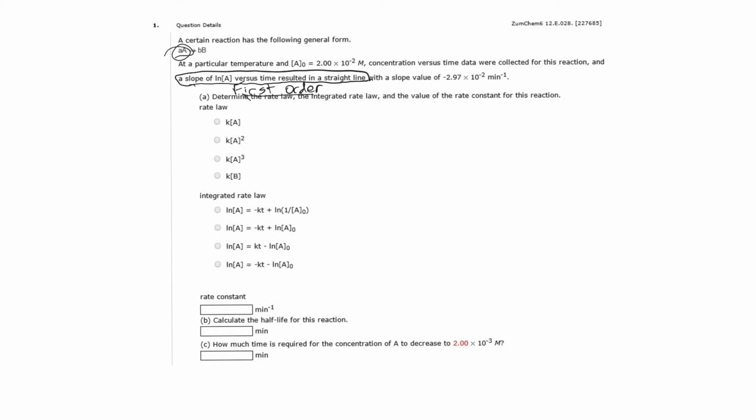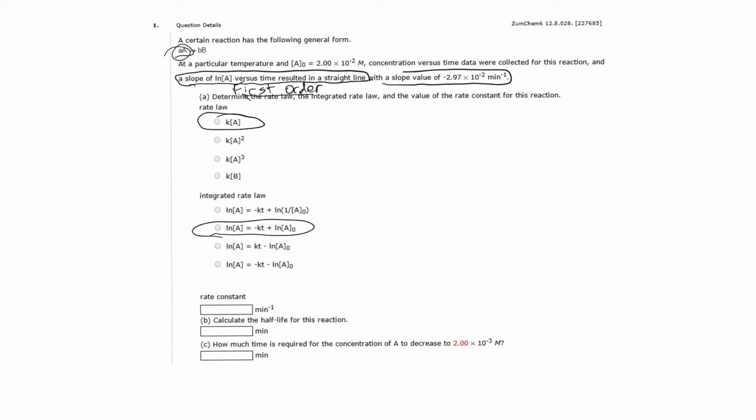Then the differential rate law, for which the sum of the exponents is 1, is your first answer choice. The integrated rate law for all first order reactions takes this format. So we know that we have natural log of A equals negative kt plus the natural log of the initial concentration of A.